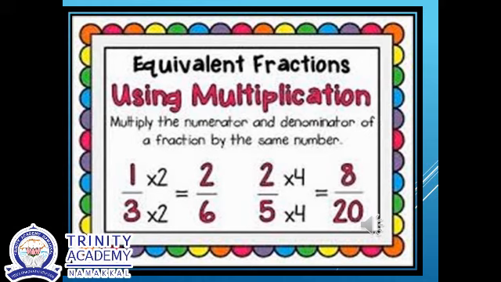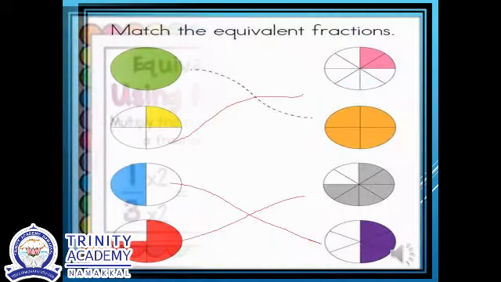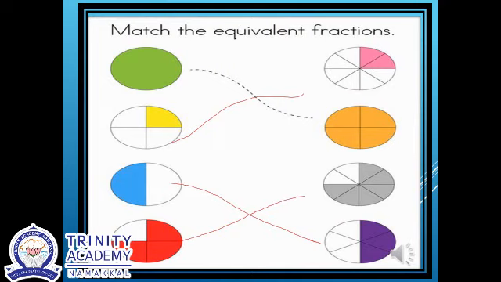Next example, 2 by 5. So we multiply the numerator and denominator by 4. So 2 4s are 8 in the numerator, and in the denominator, 5 4s are 20. So 2 by 5 is equal to 8 by 20, which is an equivalent fraction. Next, match the equivalent fractions. I have matched the equivalent fractions. So first one is 1 whole part, then 1 by 4, then 1 half, then 3 by 4. So it is very easy.